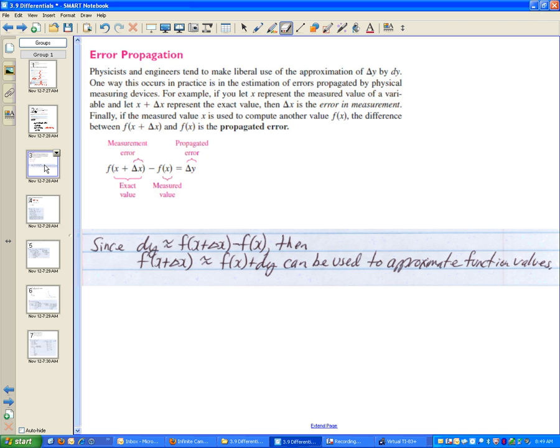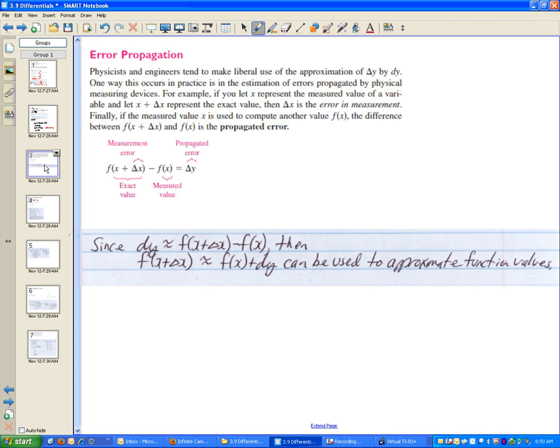So they know there's going to be some error. All right, now back to this. For example, if you let x represent the measured value of a variable, and let x plus delta x represent the exact value, okay? So x is what you measured, x plus delta x is what it really is. Now see, delta x could be positive or negative, because what it really is could be a little bit bigger than what you measured, or a little bit smaller than what you measured. And hopefully delta x is really small, right?